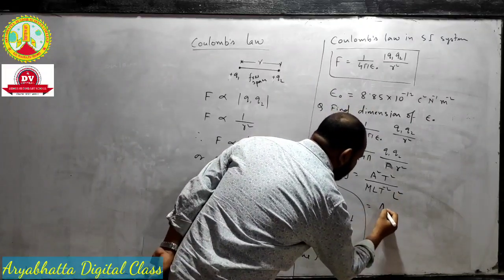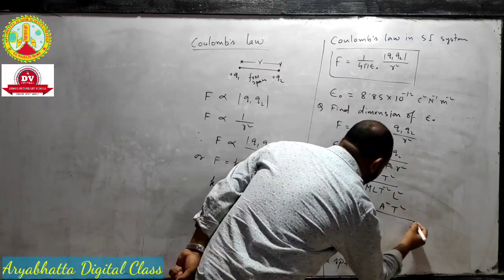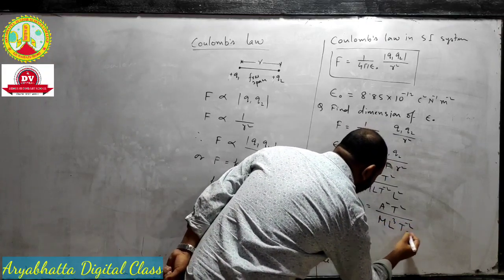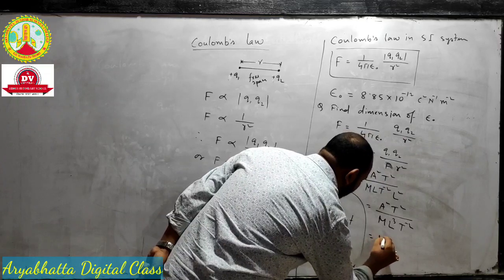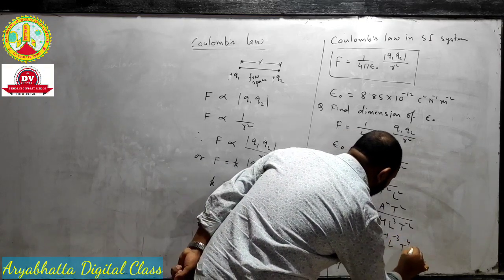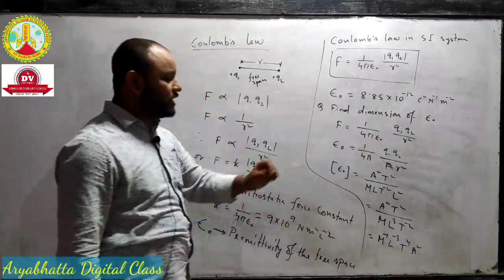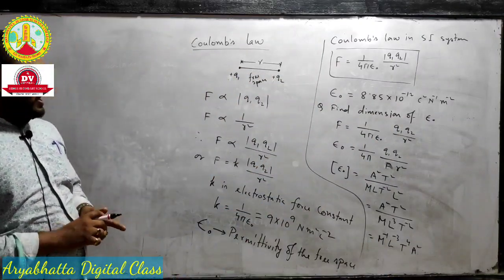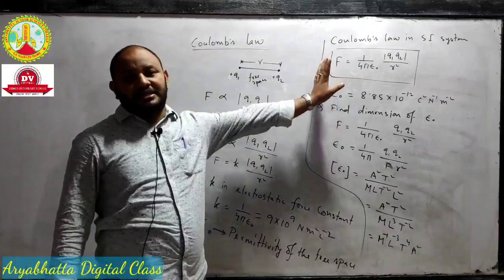So it will be A square T square divided by M L to the power 3 T to the power minus 2. Finally it will be M inverse L to the power minus 3 T to the power 4 A to the power 2. So this is the dimension of epsilon, and this is our Coulomb's law in SI system.